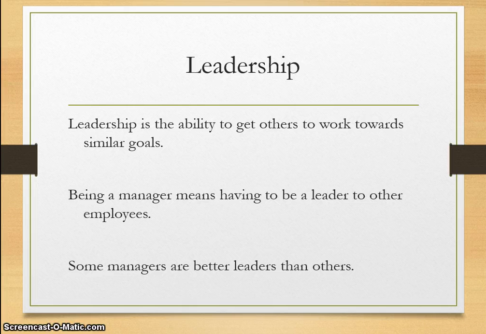And remember, some managers, some leaders are better than others. Some people just simply don't have the characteristics or skills to be a good leader. They're more of a follower. So it depends who the person is as well, because they just simply may not be a very good leader.